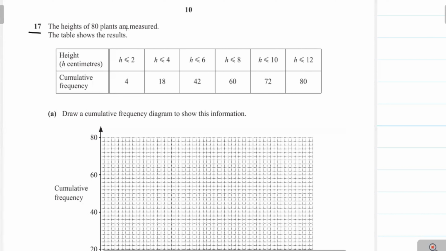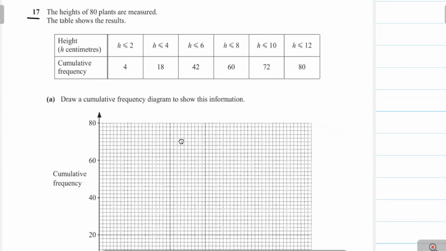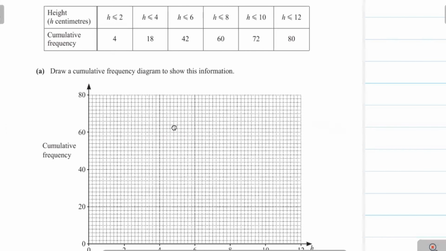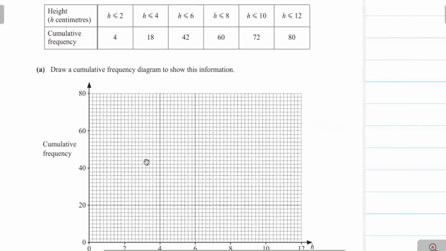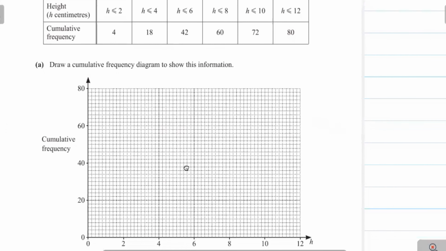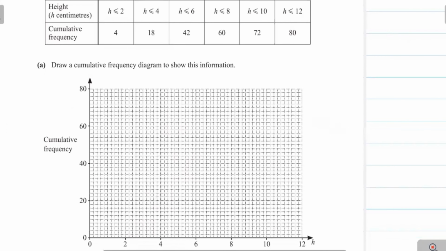Question 17, the heights of 80 plants are measured. The table shows the results. Draw the cumulative frequency diagram to show this information. You see here, this is the cumulative frequency graph, and we will mark the points here. When the height is less than or equal to 2, the cumulative frequency is 4. You see here the one small square equals 2 units.